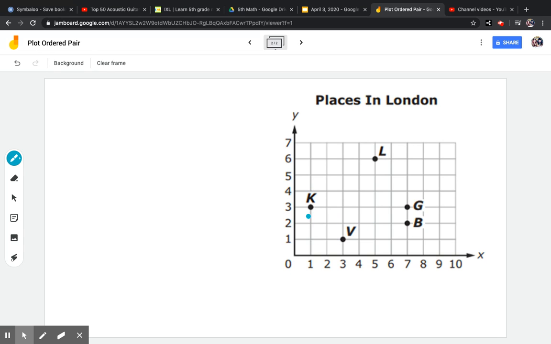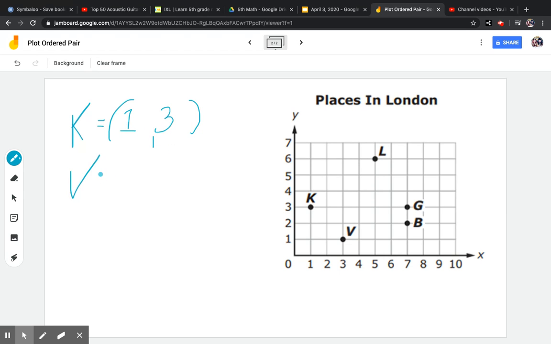Let's start with K. I'm going to label point K, and I'll put equals, and I'll put my ordered pair parentheses and comma. Now, I need to look at my X first. How many steps does K take? Well, K takes one step. So my X is 1. If I look at my Y, how many hops does K take up? 1, 2, 3. So my Y for K is 3. My ordered pair is 1, 3.